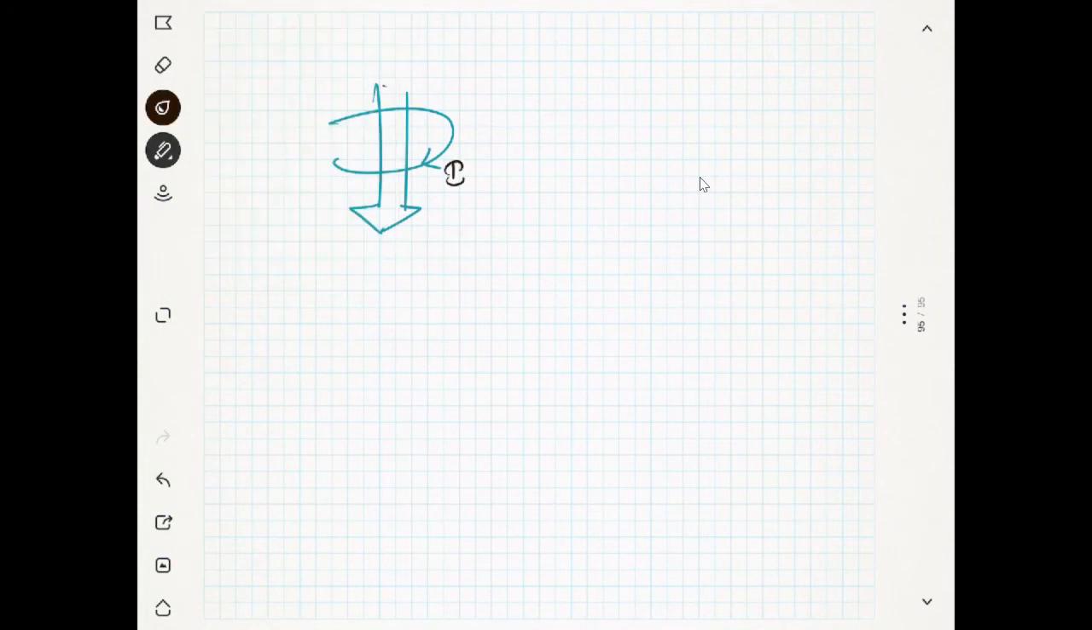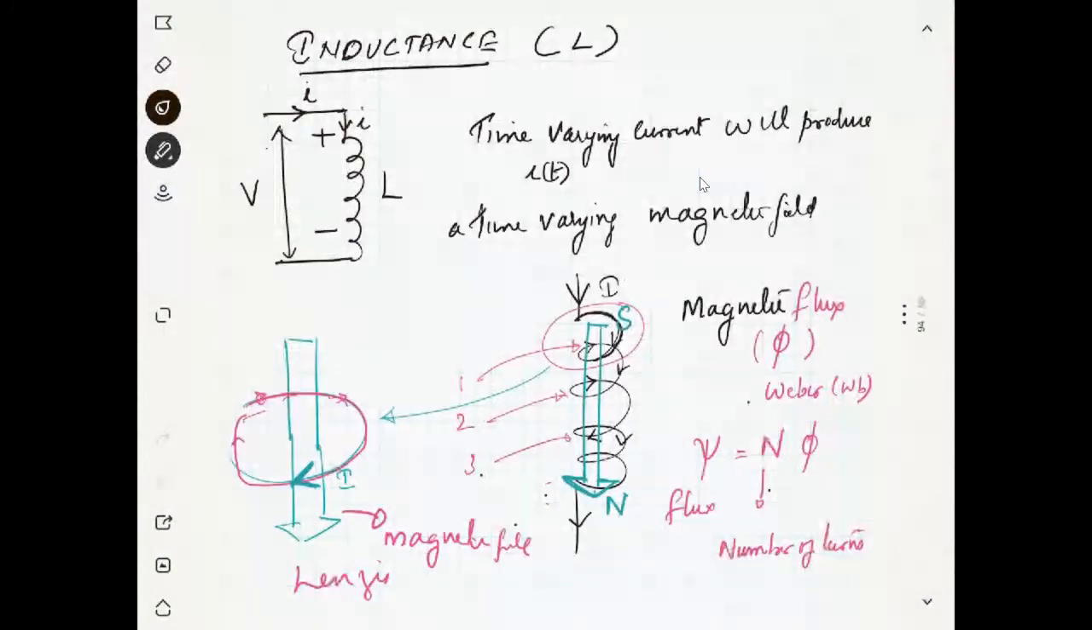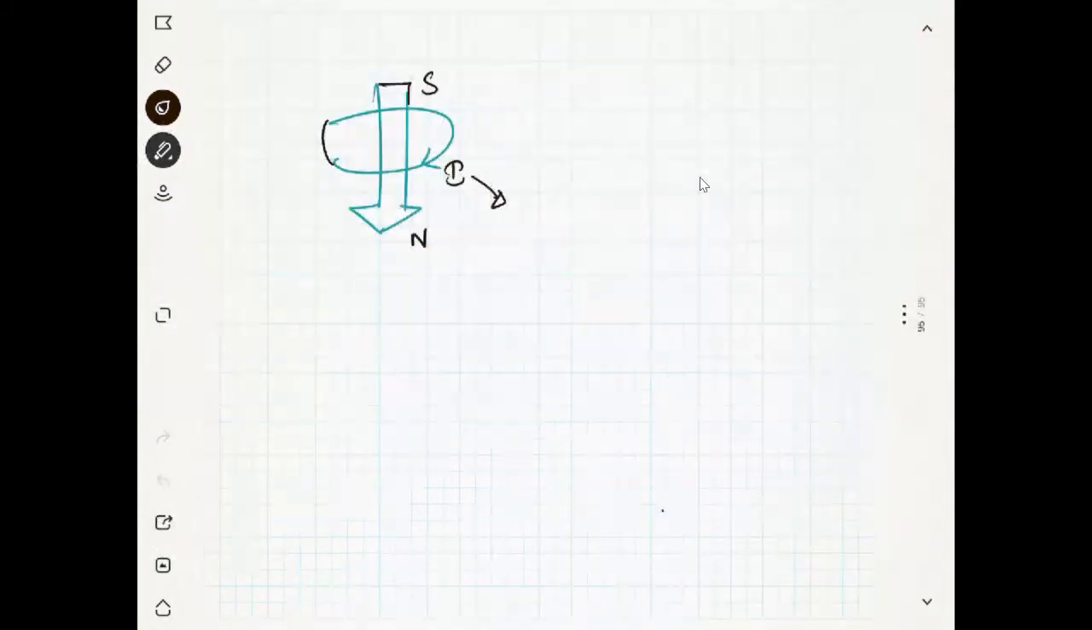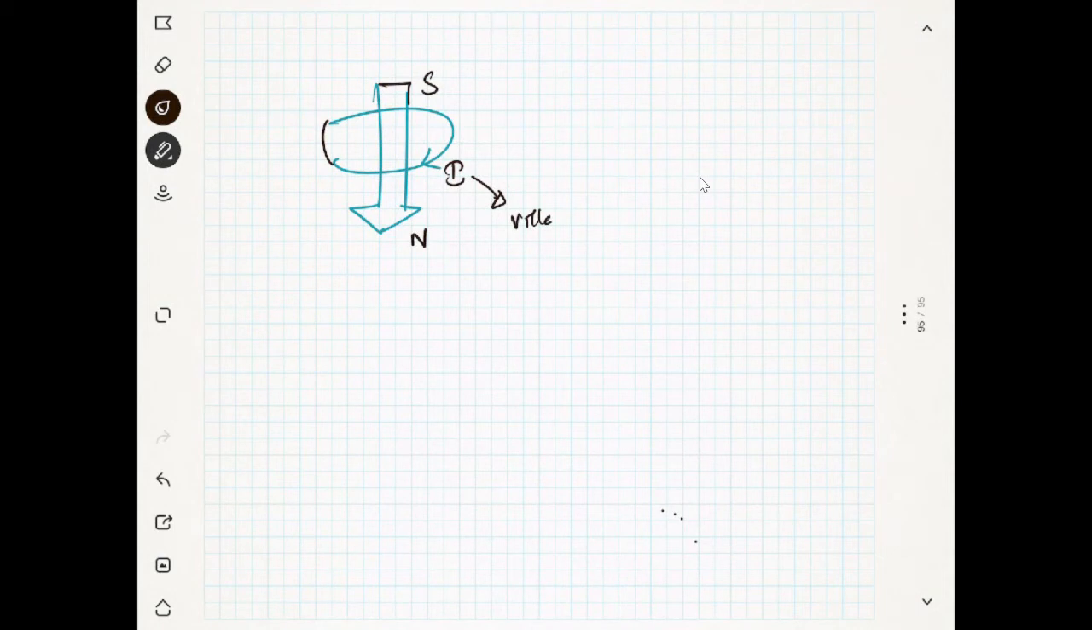Suppose you see here, this is our direction of the magnetic field. This is our north pole and this is the south pole. And our current was moving like this. Now, this is the current due to our voltage source. You can see I will apply a voltage source here. This current is due to our voltage source.